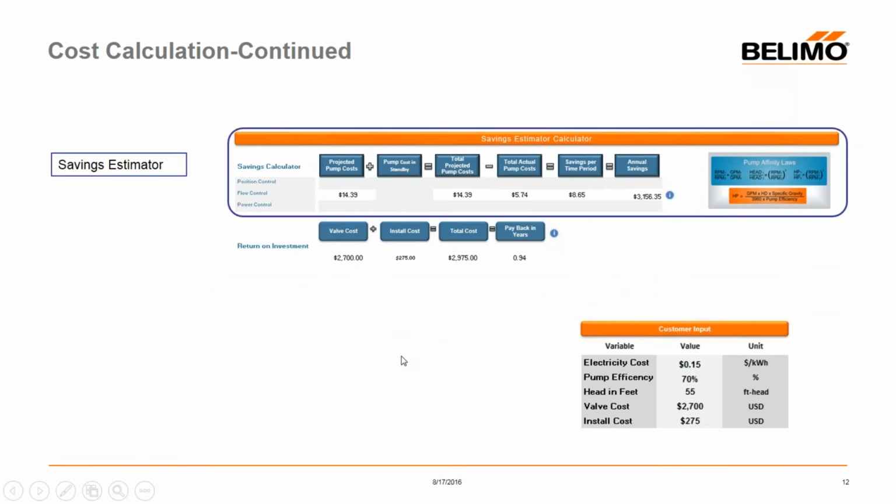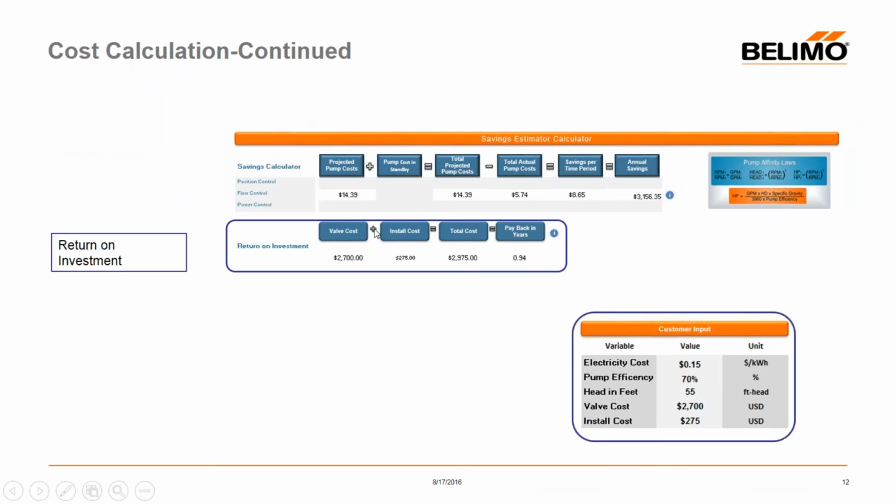The next thing we do is we have to take a look at the savings calculator, and pretty much all we're doing is looking at pumping costs, what it was in standby, which, as we know, we were always involved, our total projected pumping costs, and we subtract out what the actual was. It's going to give us a savings per time period and an annual savings based upon those values.